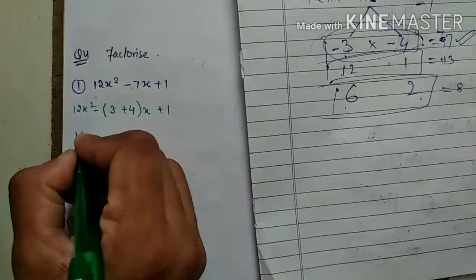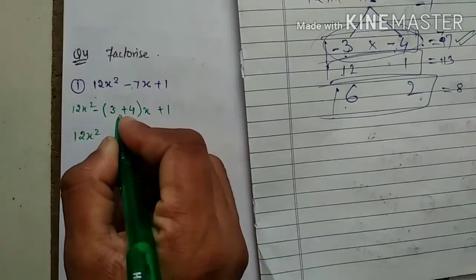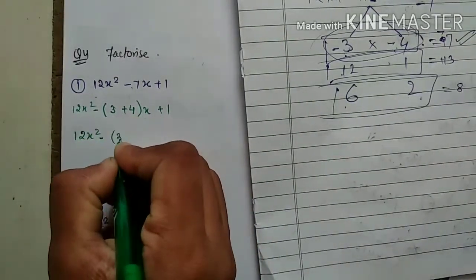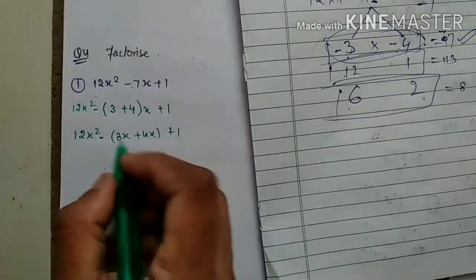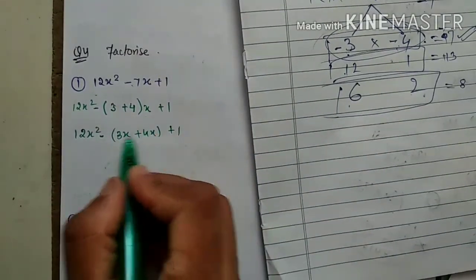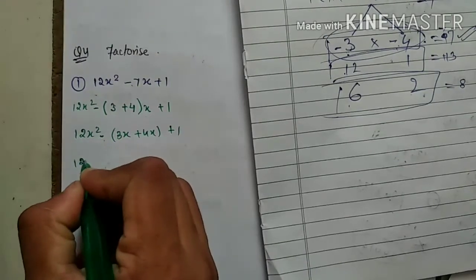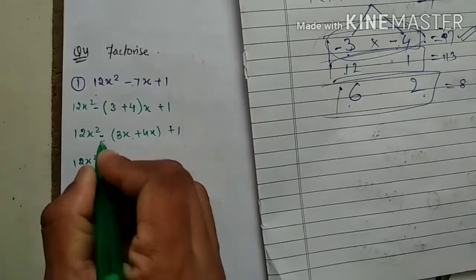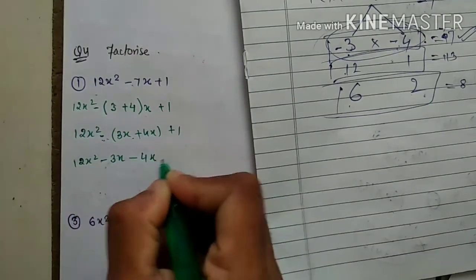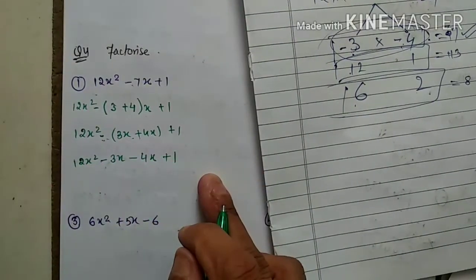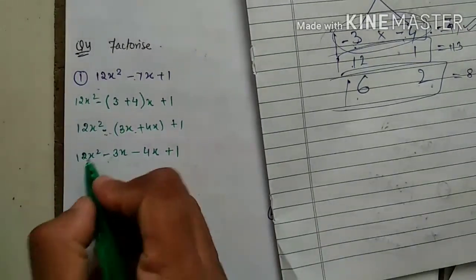By opening the bracket, 12x square, first multiply this x inside, minus 3x plus 4x, plus 1. Now see here, after opening the bracket, what are you getting? 12x square. This will open, minus positive becomes minus 3x, positive negative becomes minus 4x plus 1. This is the solution of that question. Now come to the next.